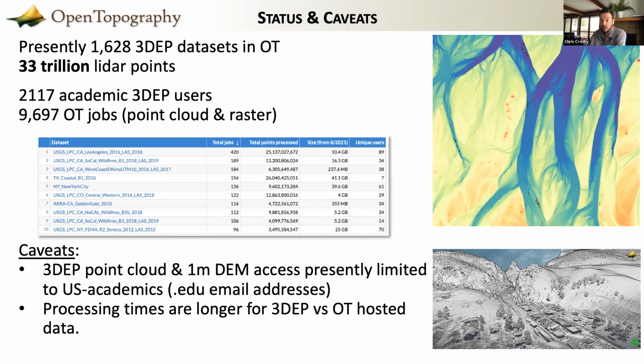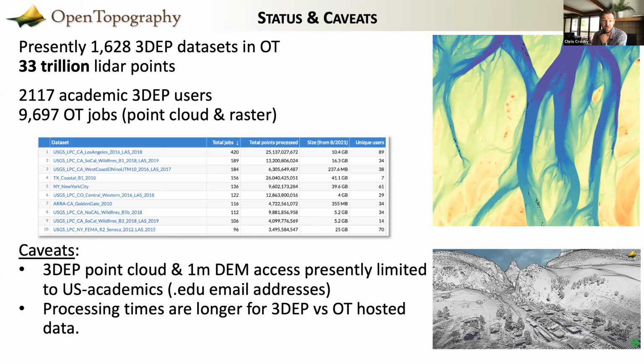There are 33 trillion LiDAR points available in the 3DEP catalog right now, and they're all available through OpenTopography, which is amazing. One of the problems, and I'll talk more about this in a second, is that we've found in OpenTopography, as you introduce more data, you introduce more users. So the potential for 3DEP is really powerful and amazing, but the potential to exceed what OpenTopography is resourced to do is also a challenge.